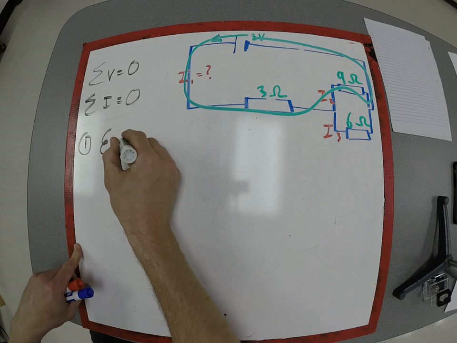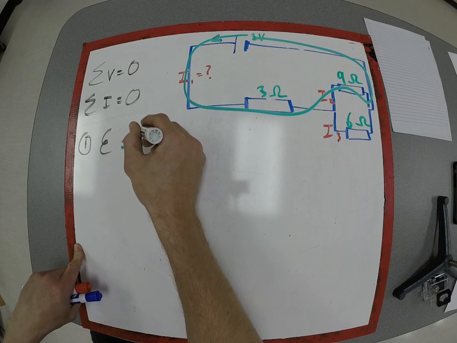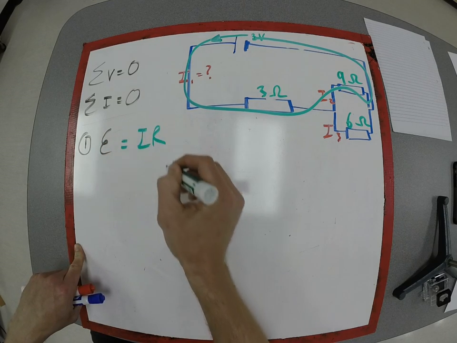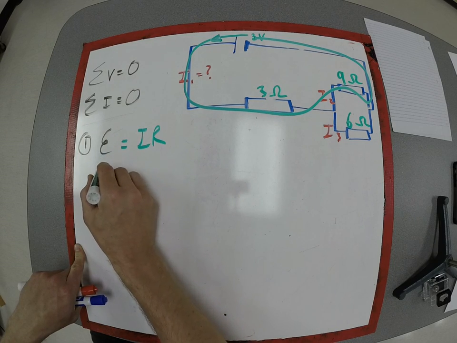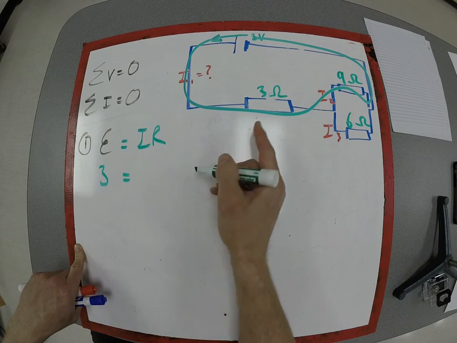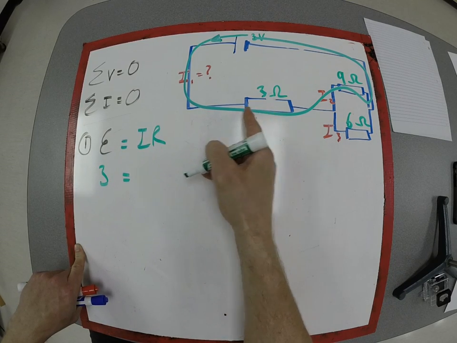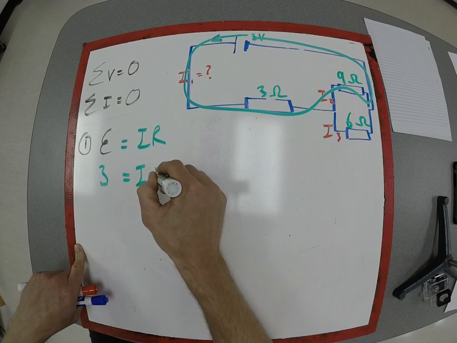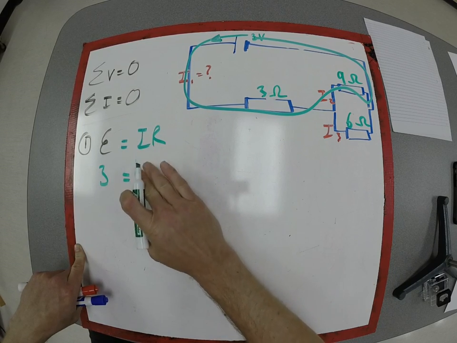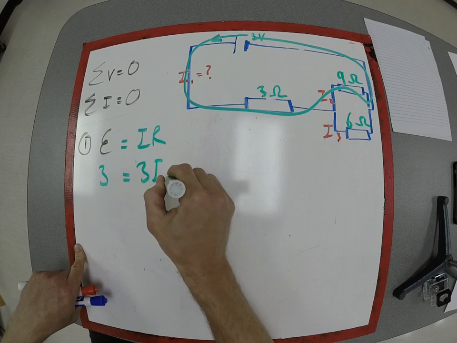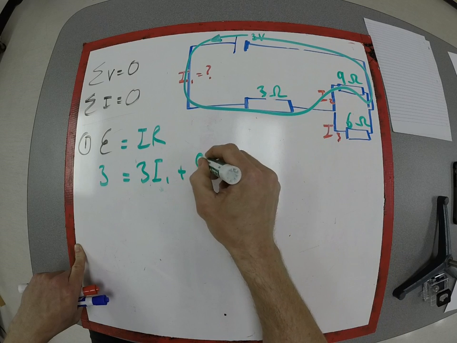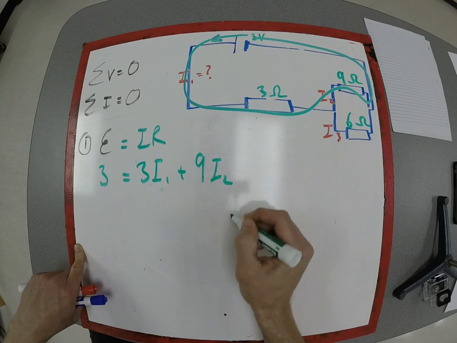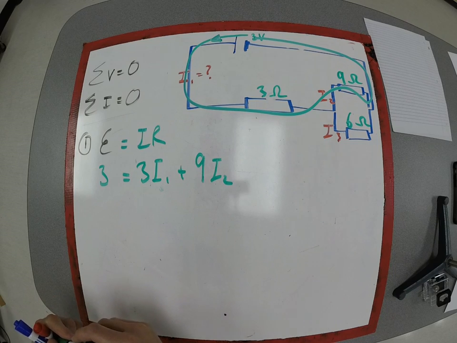So the EMF is equal to the PDs, which would be the sum of the IRs, and my EMF here is going to be 3. So 3 is equal to the IR here, I1. Sorry, I'm going to put that as 3I1 plus, because this is my IR here, plus 9I2. That's my first condition. Now, I'm just going to leave that for now.